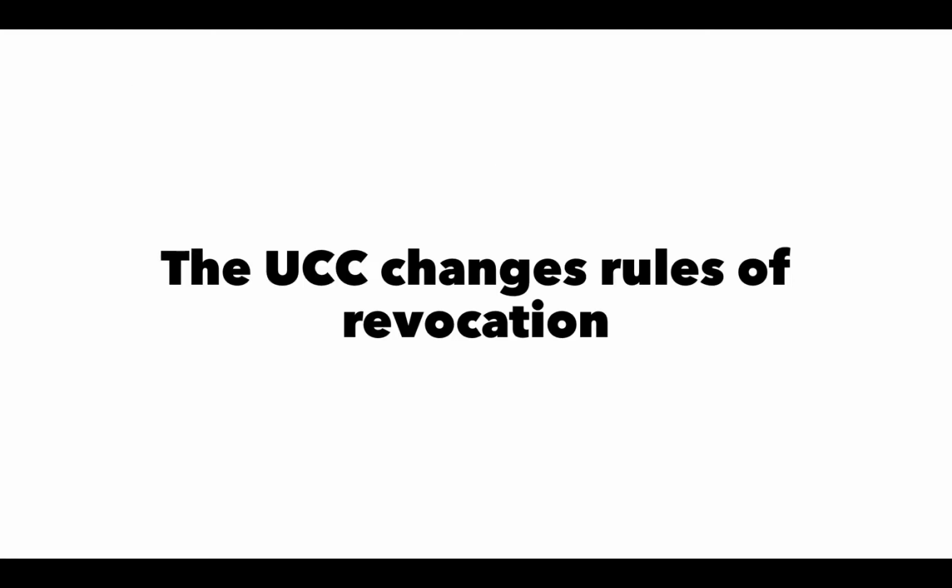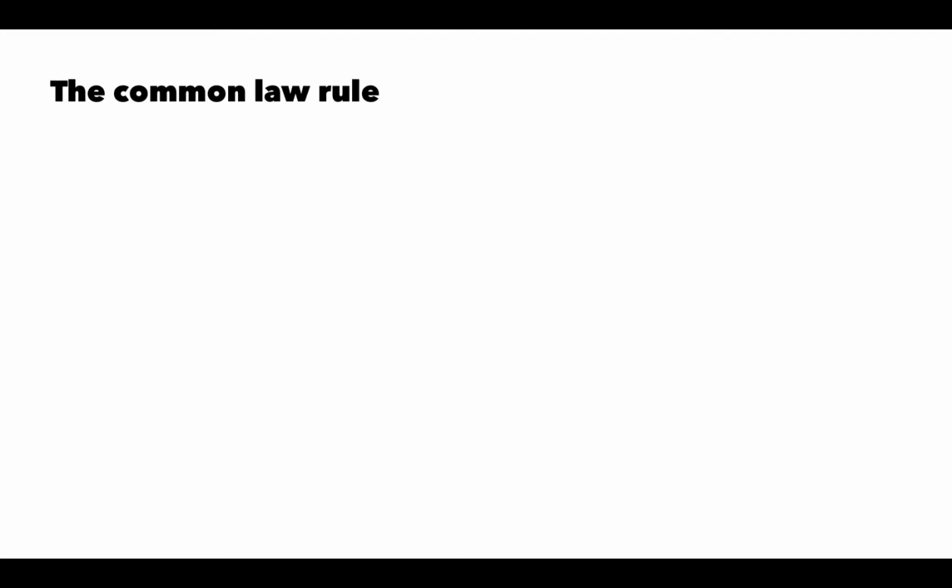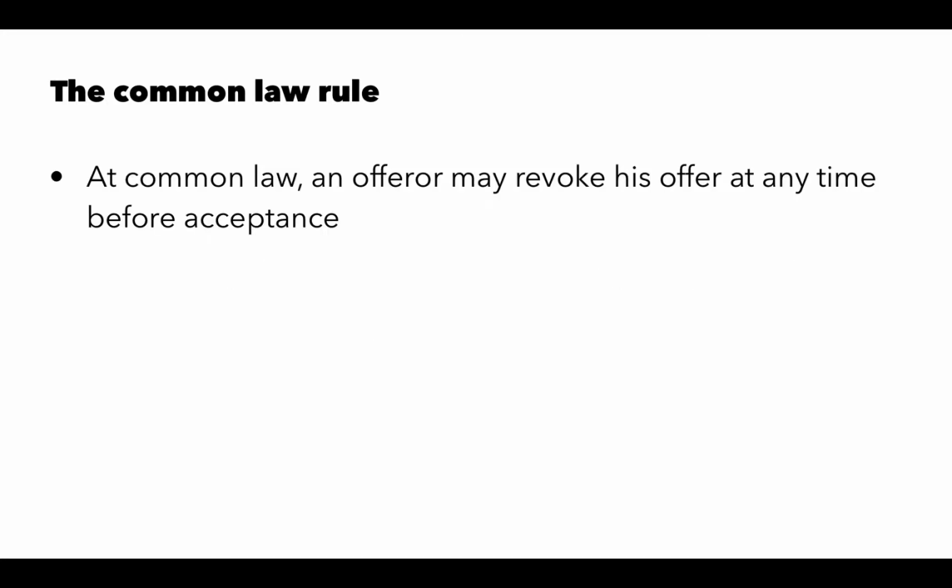Now, the UCC changes rules of revocation of an offer. An offer can be revoked and therefore no longer valid. Now, the common law rule says that an offeror may revoke his offer at any time before acceptance. At any time before the buyer accepts the offer, the seller can terminate the offer, or vice versa. The offeror can revoke his offer at any time before acceptance.